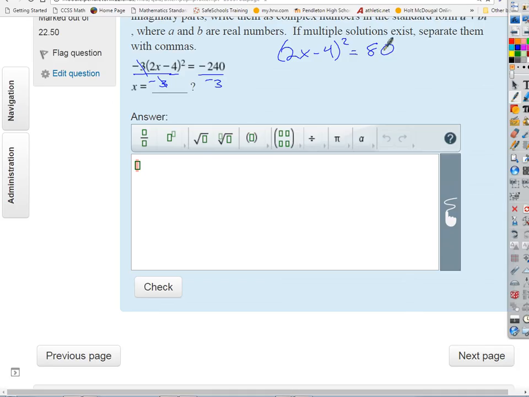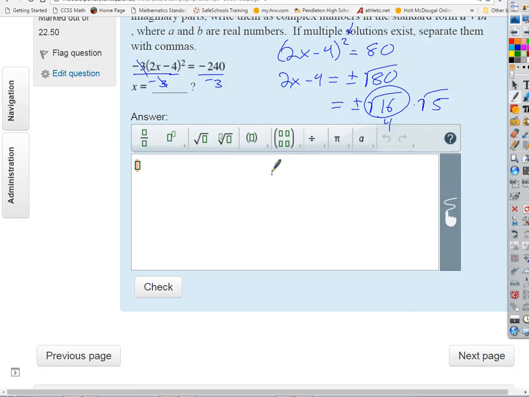Okay, what's next? Well, now the last thing to do before we go inside the parentheses is undo the squared, so I'll square root both sides. So I've got 2x minus 4 equals plus or minus the square root of 80. So what's the biggest perfect square factor of 80? Let's see, 16 times 5 is 80. So we could write this as plus or minus the square root of 16, which is a perfect square, times the square root of 5. The square root of 16 is just 4.